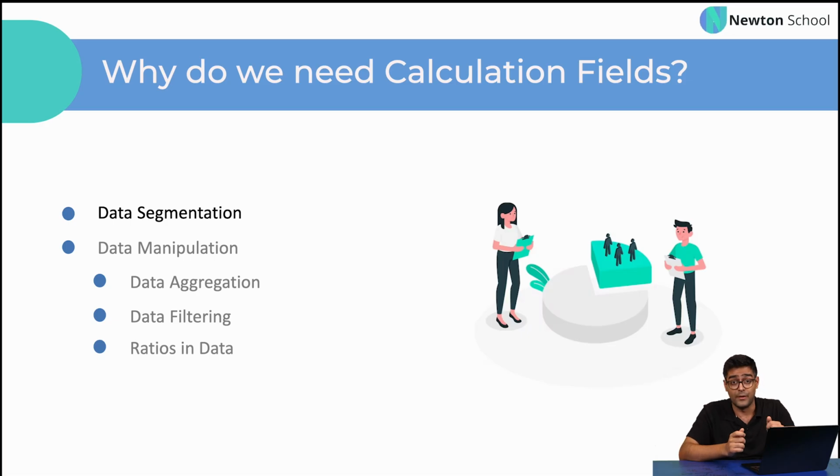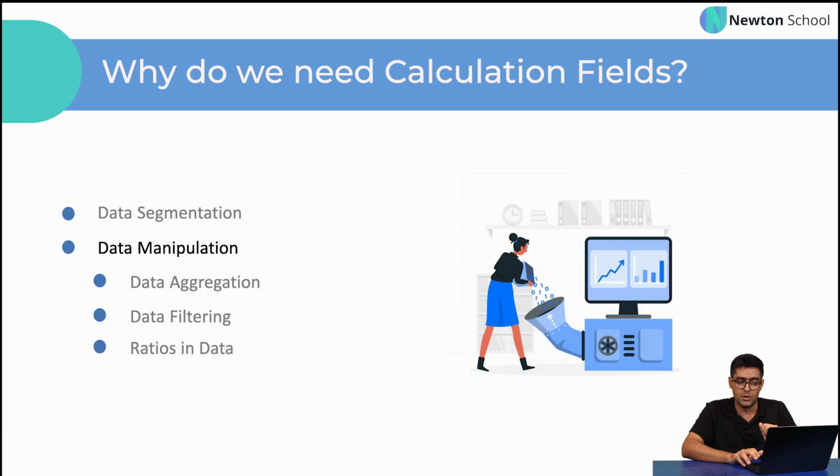If you remember, in the data filter videos, we talked about one of the filters where we created a set. That set is nothing but the calculated field. You can create a set which filters top 5 values in the visualization. That can come into the data segmentation part, because you only want to look at top 5, top 10, top 15. You are segmenting it in a particular way.